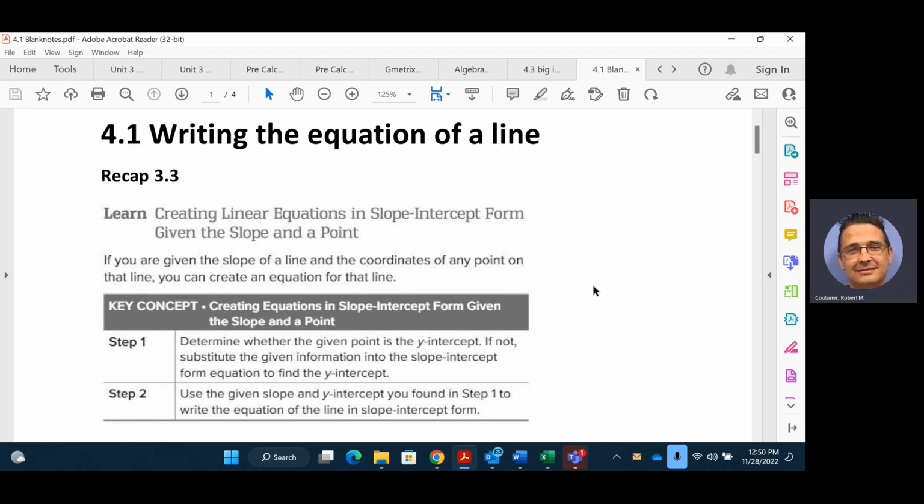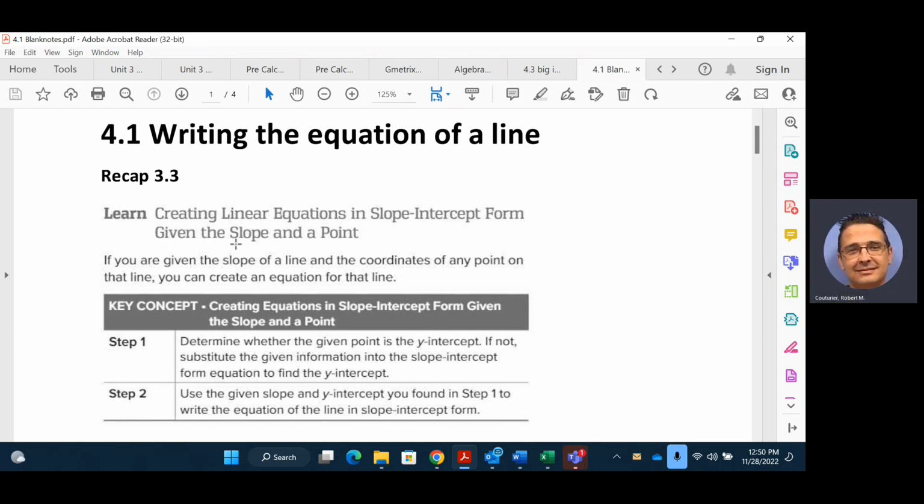So again, if you're looking at what we did in the past, 3.3, this almost recaps 3.3, but also brings some real world examples and some word problems into it. So we're going to refresh your memory a little bit, and then we're going to get into those word problems.